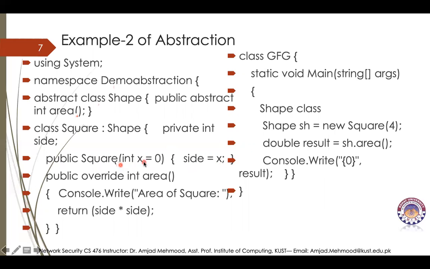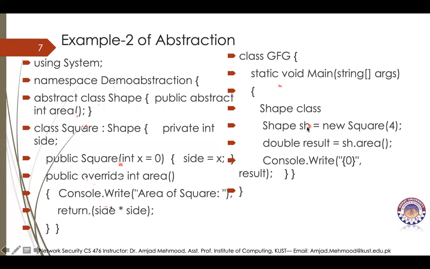Whatever value is assigned to this x will be assigned to the side. And public override int area. Now you can see that as this was an abstract method, this method is overridden here. You can see the override with the area. So this method is overriding its parent area method. So here you can see the body is provided by this child class, and this will be returned to the place from where it is called.